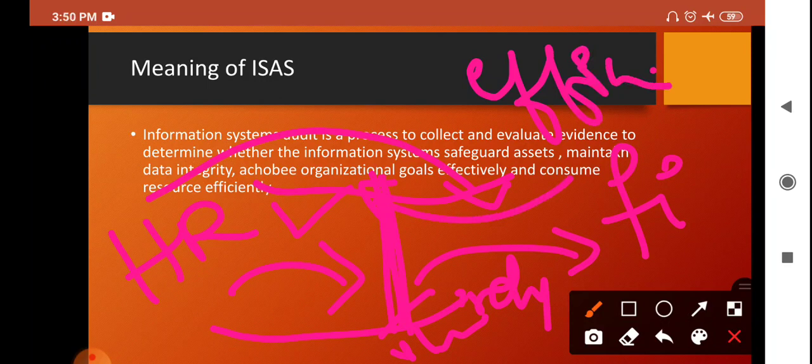Simply, information system audit standards can be called a process where we are collecting and evaluating the evidences. What evidences are we evaluating? We are evaluating the information system's role in safeguarding the asset, role in maintaining the data integrity, role in achieving the organization goals and consuming the resources effectively. So information system audit standard is nothing but a process where we are collecting and evaluating the evidences relating to information system safeguarding the asset, data integrity, achieving organization goals and consuming the resources efficiently.